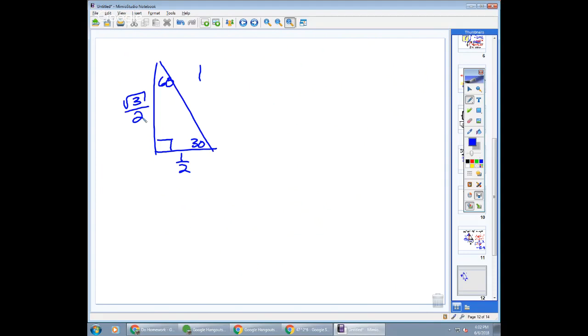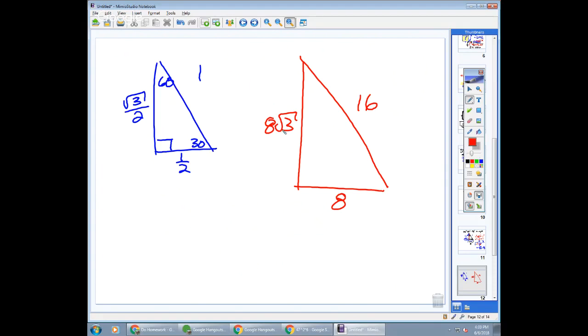Now, all 30, 60, 90 triangles, no matter how big or how small, are the same shape. So their claim was that their triangle, I'm just going to reorient it, let's see, is bigger than this one because they said the long side was 16, the short side was 8, and the medium side was 8 square roots of 3, is what they claimed.